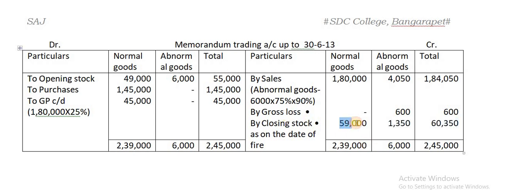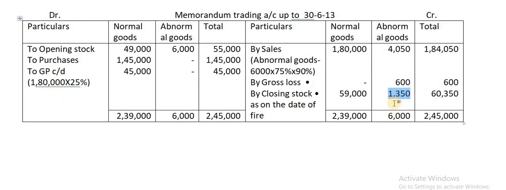This is the change difference. Okay, this amount minus 1,80,000. So the difference you are getting is 59,000. And how you are getting this amount, I'll give you a separate working note for this, 1,350. Then these two total gives you 60,350.